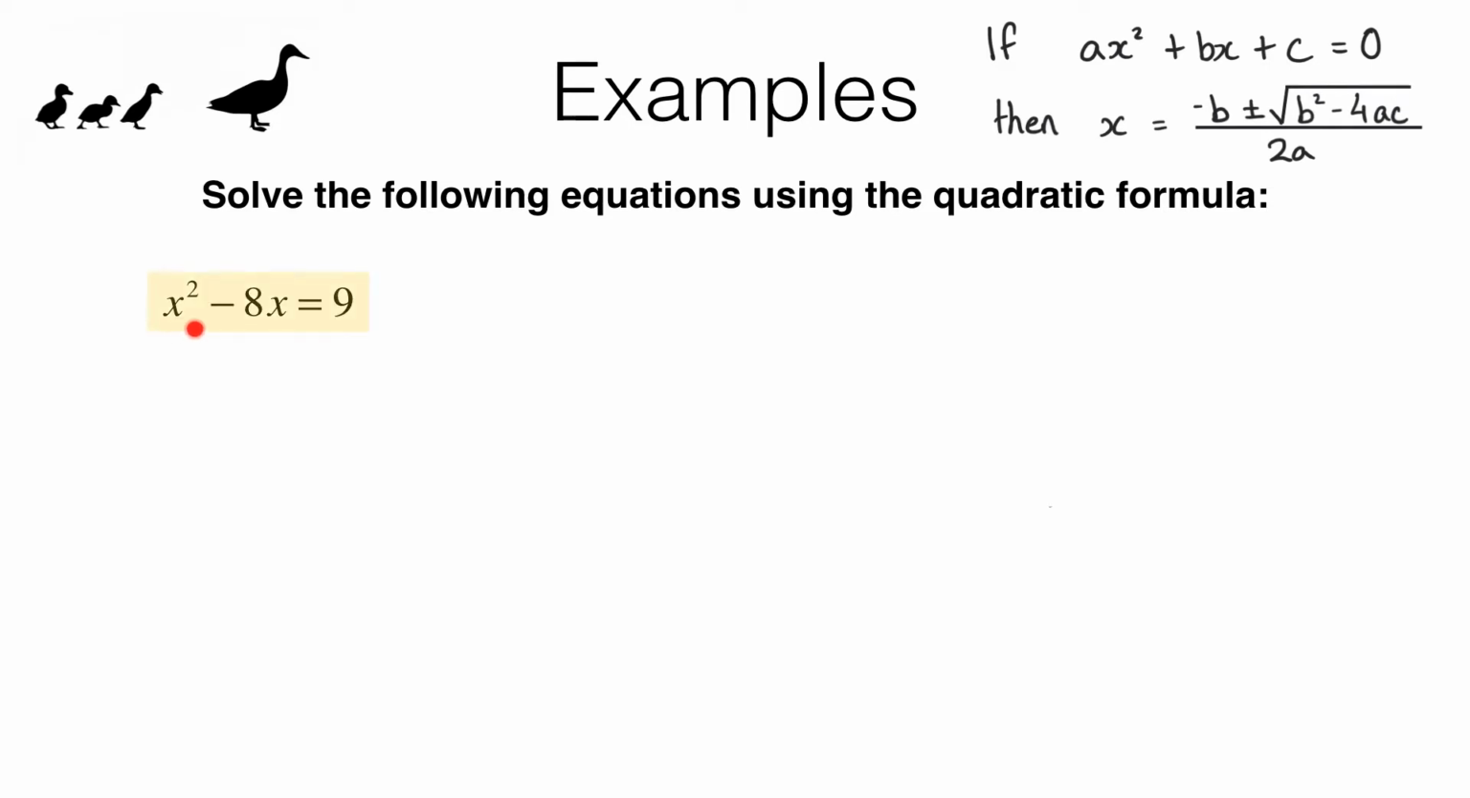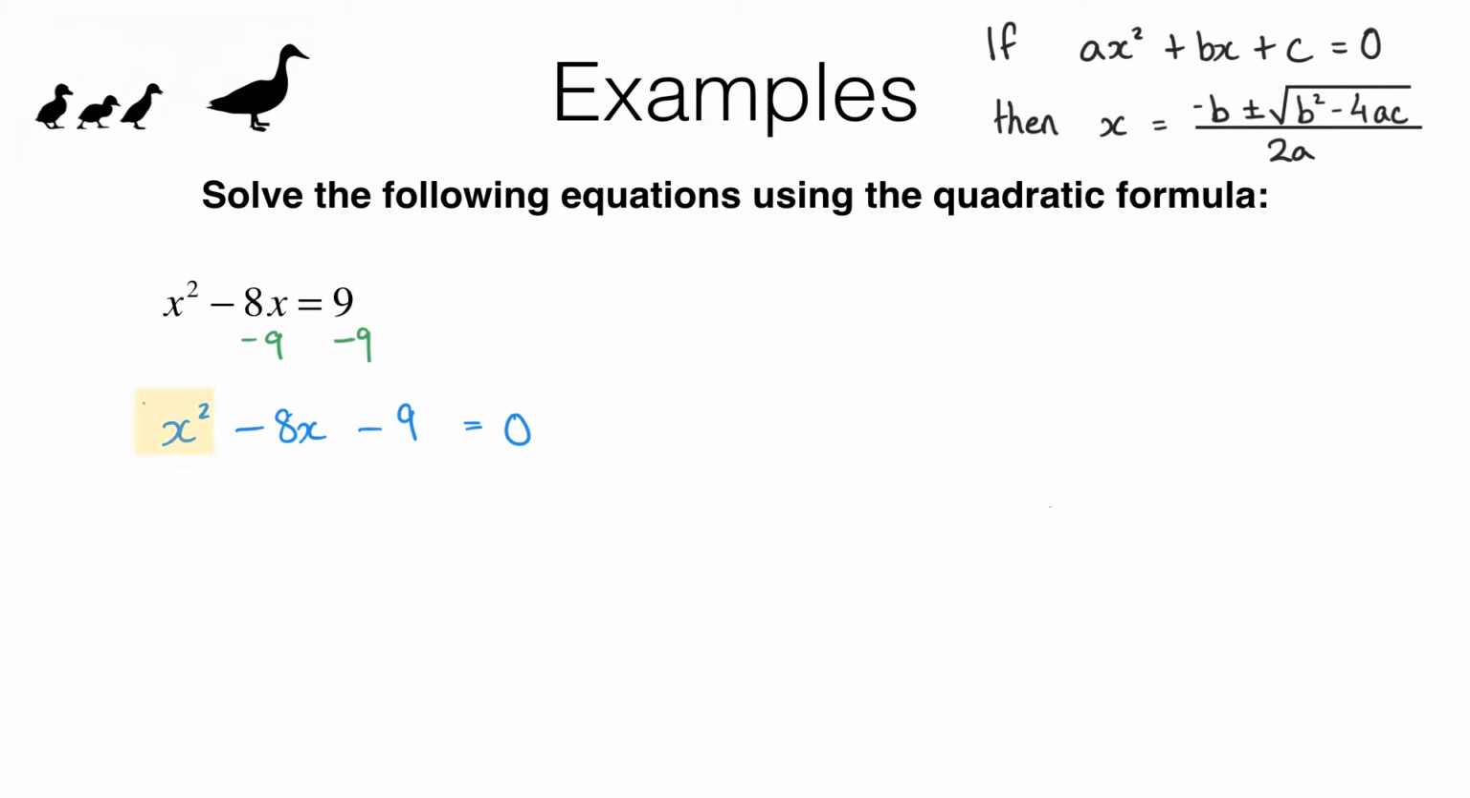Now, here we do not have the quadratic equation in the right form. What we want is a 0 on one side of the equation. So I need to first subtract 9 from the right-hand side and therefore 9 from the left-hand side to keep the equation balanced. Doing this, I get x squared minus 8x minus 9 equals 0. And now I can use the quadratic formula.